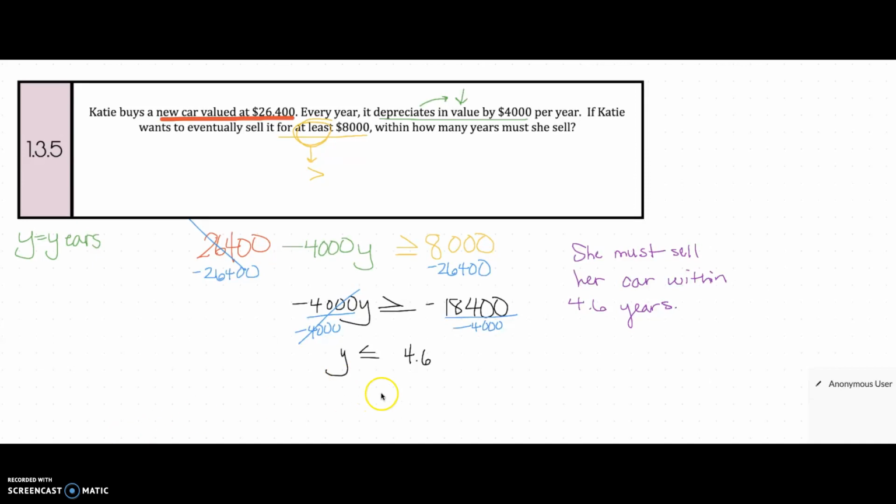And then remember to just make sure everything makes sense. So 4.6 years sounds like a normal amount. If it was negative years, it would not make sense. If it said she needs to sell her car within like 100 years, that's a really long time and your car would probably be dead. So whenever we're given a real world scenario, we want to make sure that we are matching it back to the story and making sure it makes sense. This does, so we are finished.